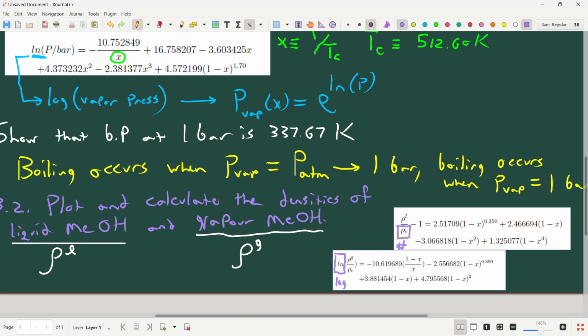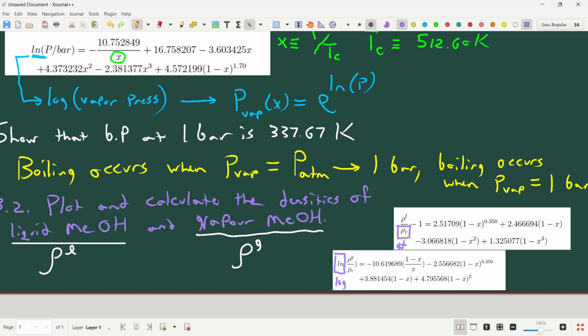You have to take e to the value. And the reason why is, of course, the density of the gas varies wildly. It depends on the temperature. At low temperature, the gas is very dense. At high temperature, gas is very dilute. It's not dense at all. Everything's spread out. So just make sure to remember that there's a log there. Okay, simple problem, just plotting.